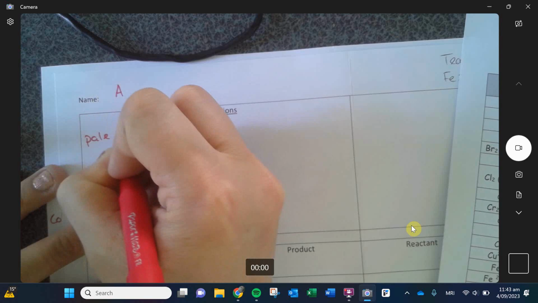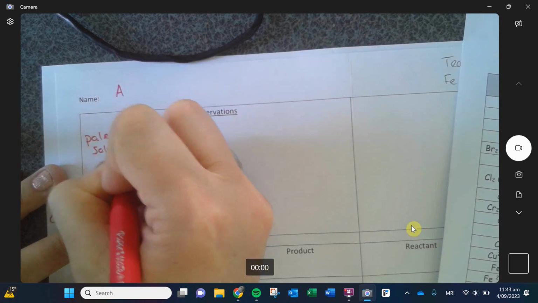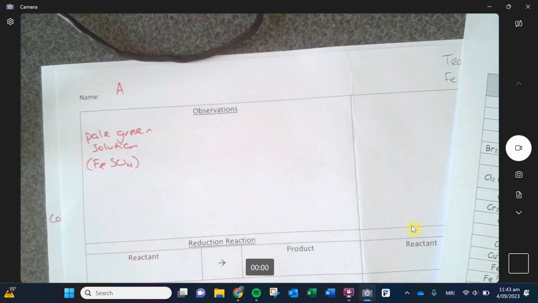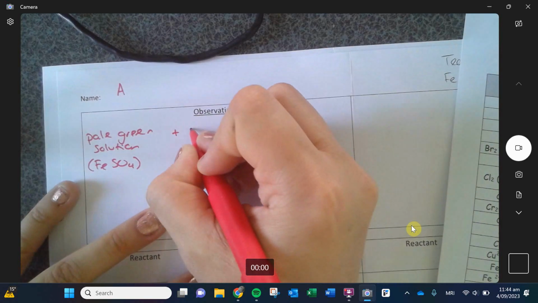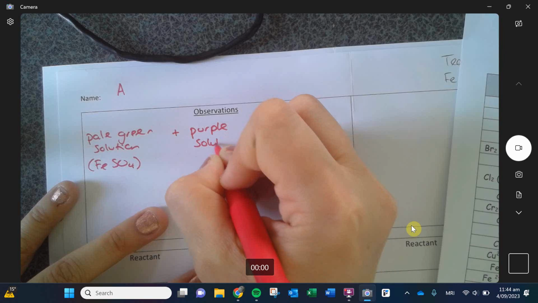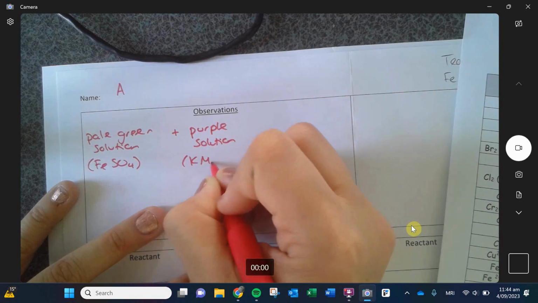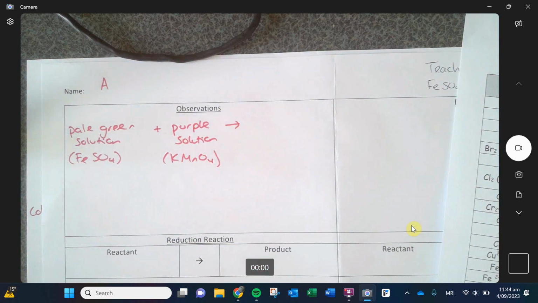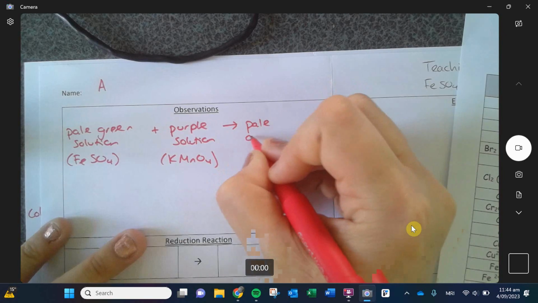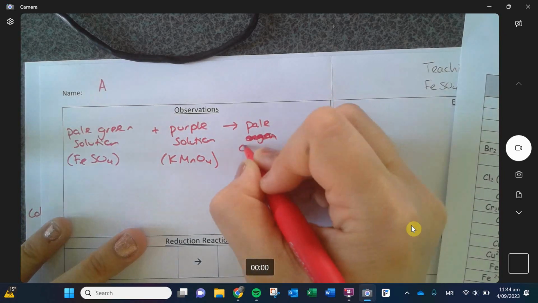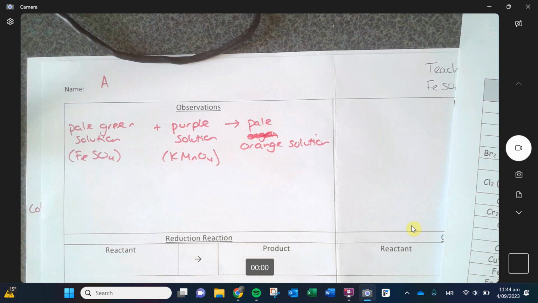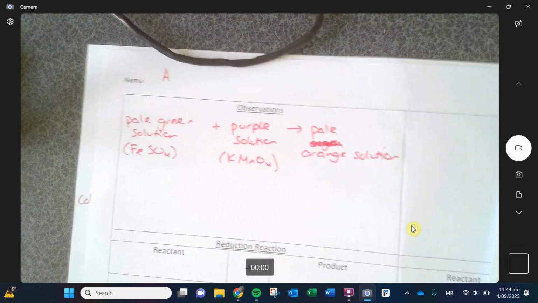So what we observed is that we had a pale green solution, and that was the iron sulfate, iron 2 sulfate. We mixed it together with a purple solution, and that purple solution was potassium permanganate. And after I mixed those two things together, you would have gotten a pale orange solution. Are we good so far?